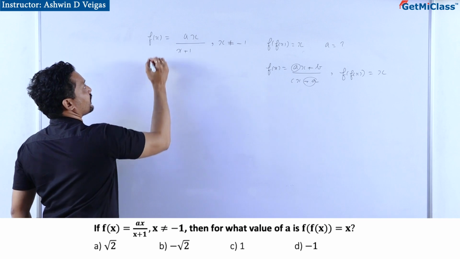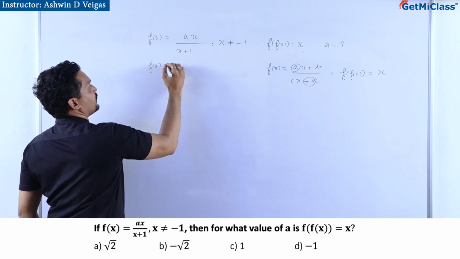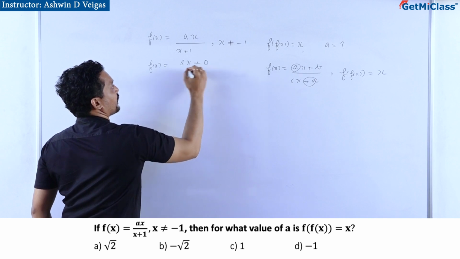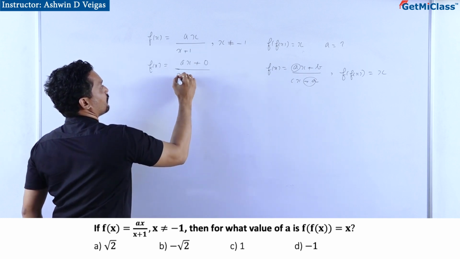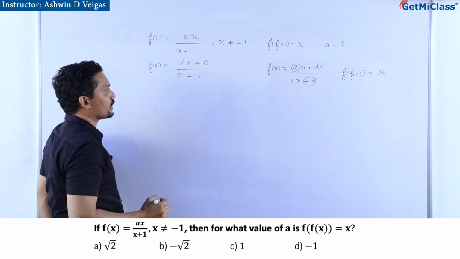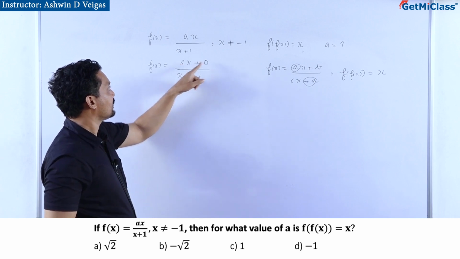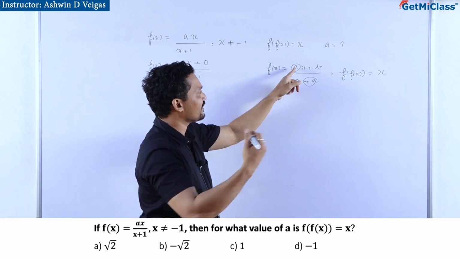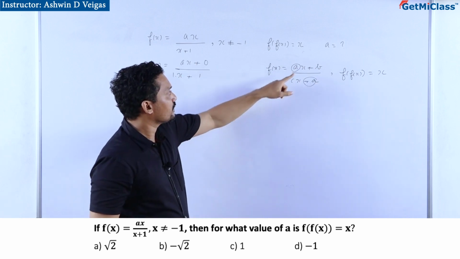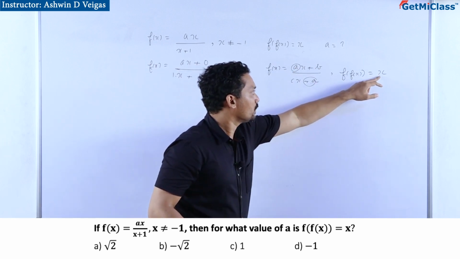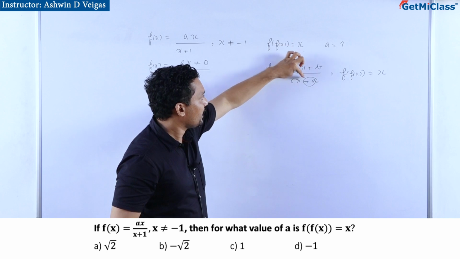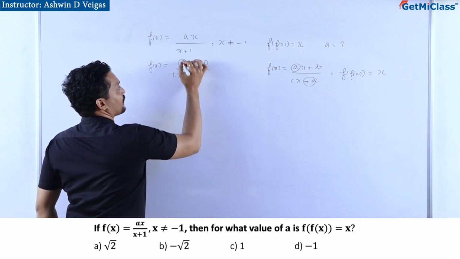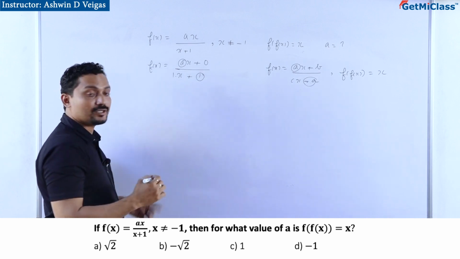Now, if I write this f of x, I can write it as (ax plus 0) divided by (x plus 1), since nothing is there. So, a, b and c can be anything, but if f of x should be equal to x, this number and this number should be negative of each other.